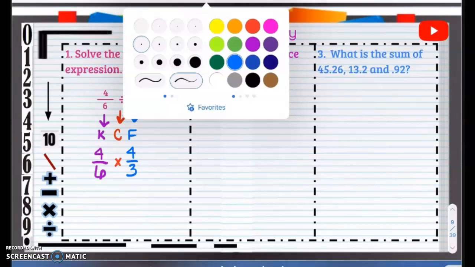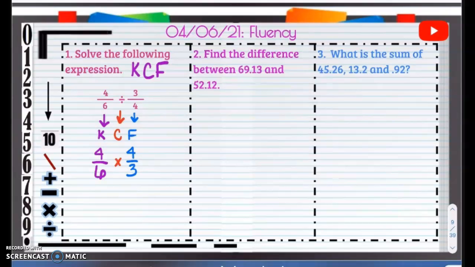Now we're going to be able to multiply straight across. So 4 times 4 is going to equal 16. And 6 times 3 is going to equal 18. Now we can have 16/18ths.